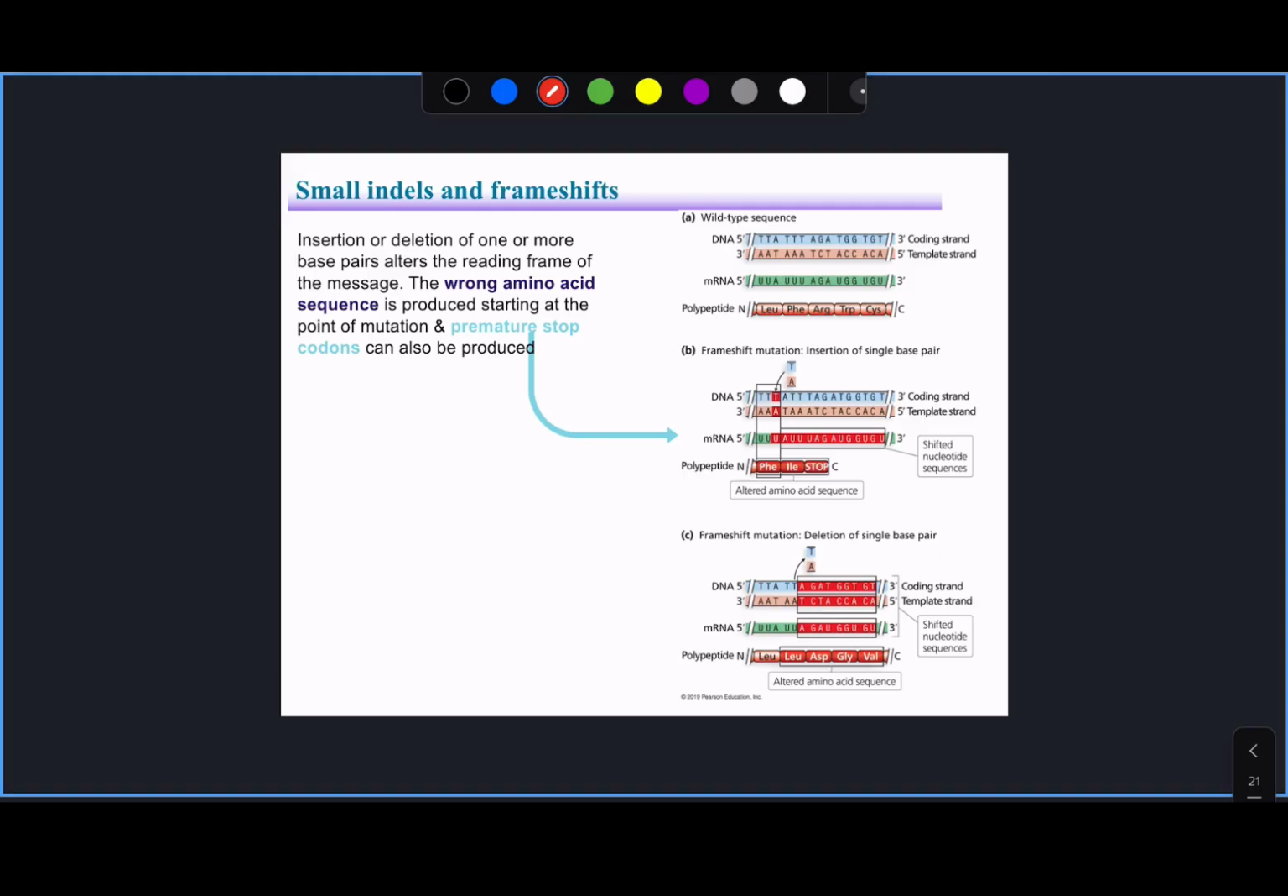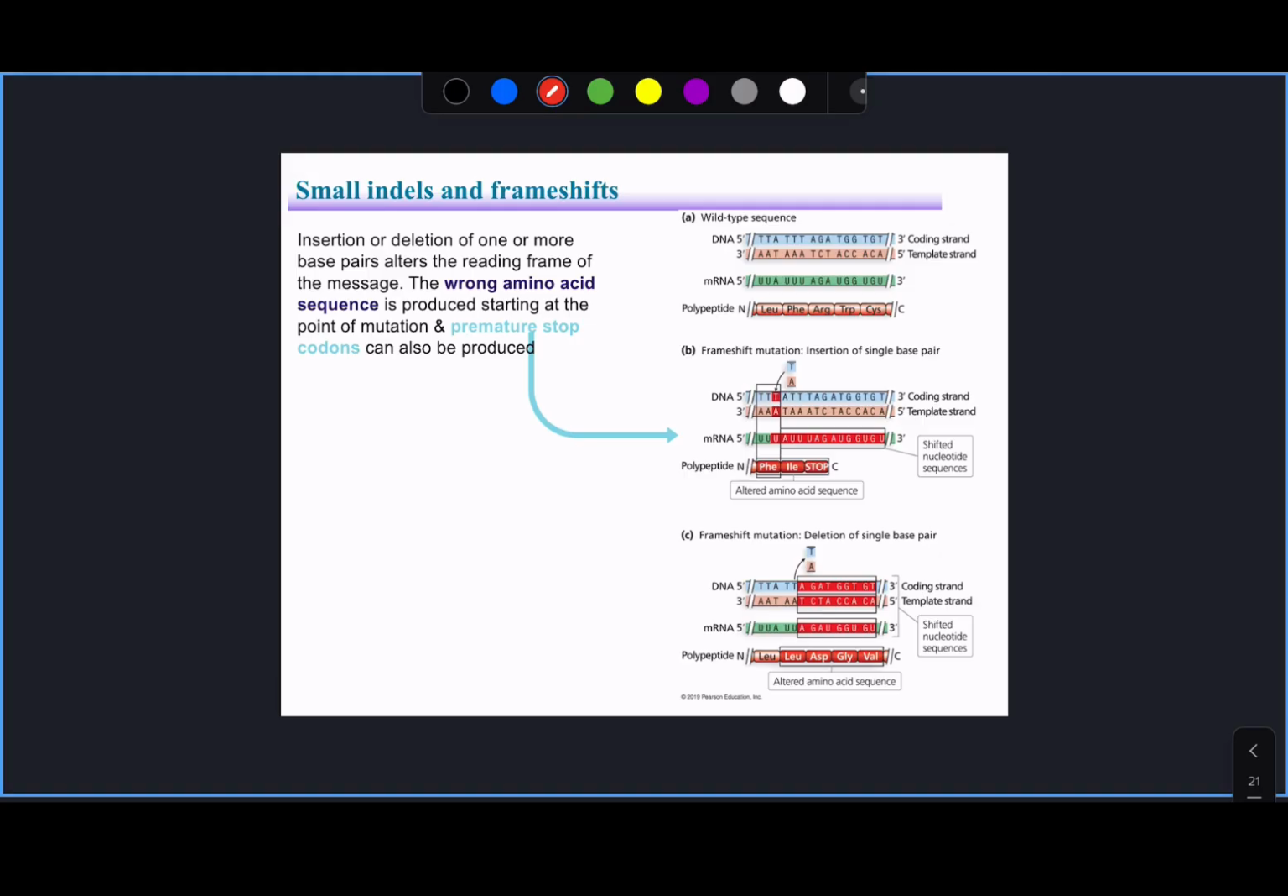Now, which one is worse? Doesn't really matter. Are you changing the entire sequence of amino acids in a protein or creating a premature stop codon? You've killed the function of the protein no matter what. But this is just to illustrate how not only can you change the identity of those amino acids, but sometimes you can even cause these premature stops.